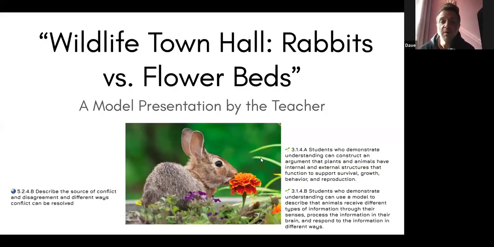Okay, so this is a model of what your presentation should look like. For math, when we go over all the things you did, this is the same thing. So do not copy this one. Use this as an example, okay? So we have wildlife town hall, rabbits, first flower beds, okay? So I'm the teacher, so I will be modeling this, okay?